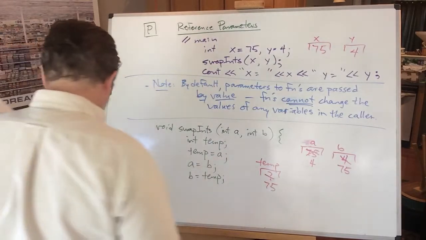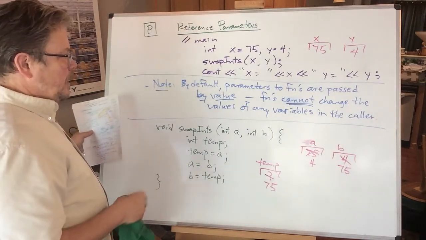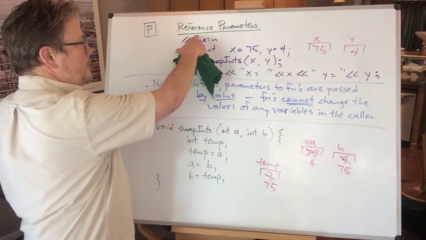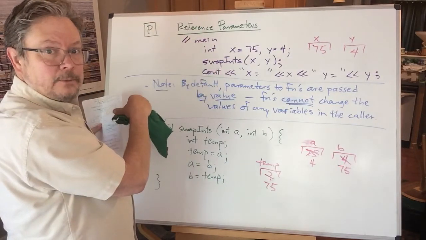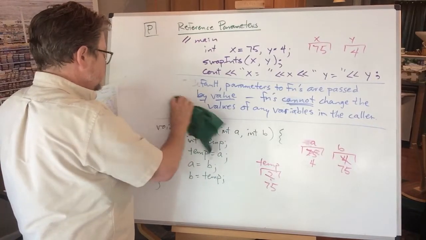What are we going to do? Well, that is a limitation of only being passed by value. You know what we're going to do? Pass by reference. Get rid of this blue sad note.